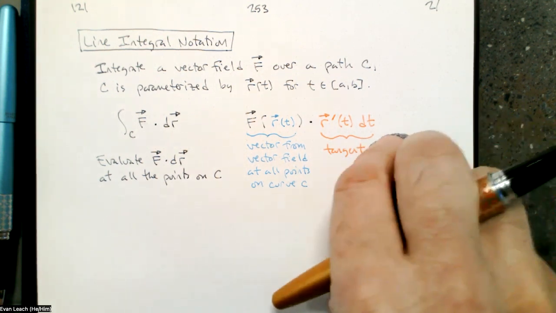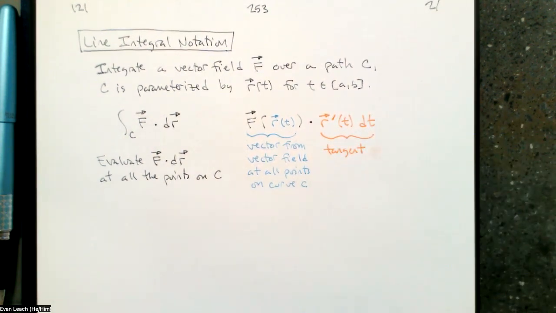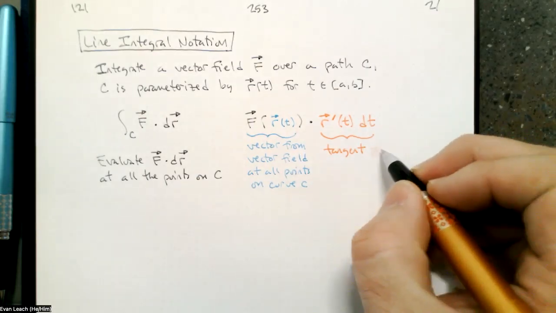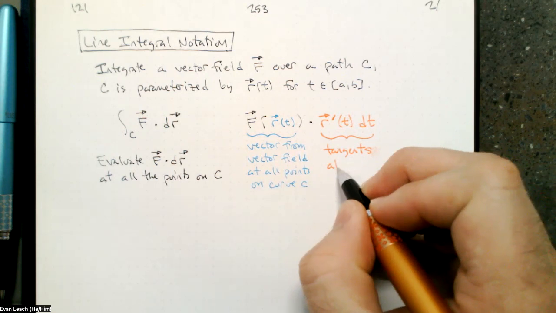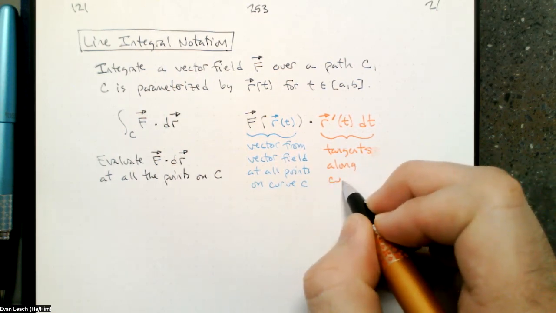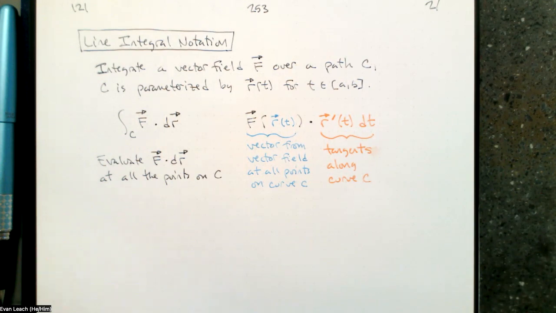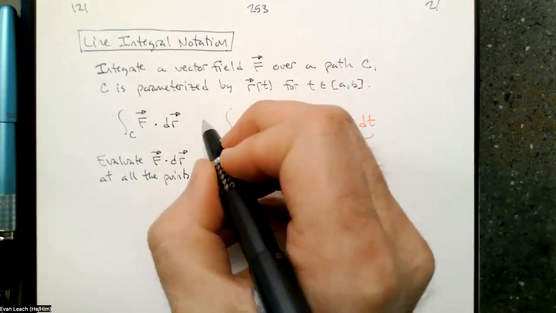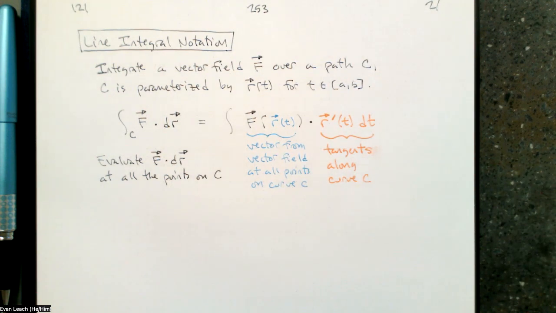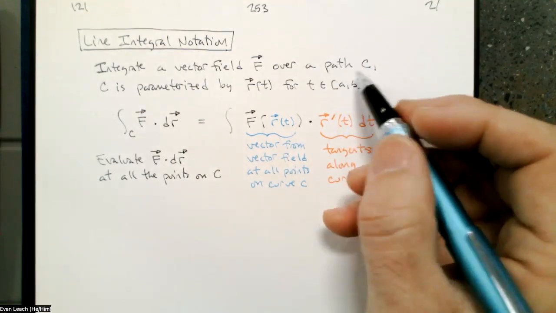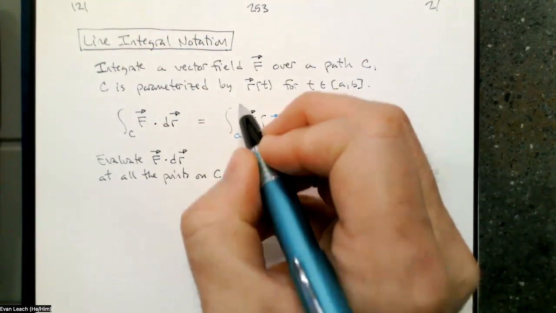Remember, we're imagining the curve as just a bunch of tangents, not line segments, tangents. And we're doing this for all the points along the curve. So we're going to integrate. Now we have an integral. The expression is all in terms of t. So we're just going to evaluate this at all the values of t. And t is the parameterization of the path from A to B.